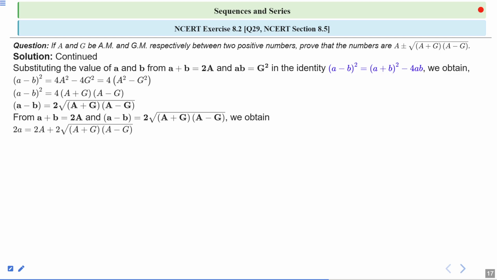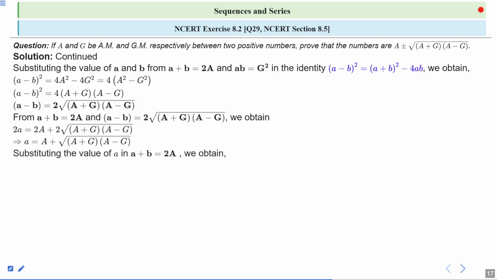2 times small a equal to 2 times capital A plus 2 times square root of A plus G multiplied with A minus G. Okay, and from here you will get the value of small a, that is equal to capital A plus square root of capital A plus G into A minus G.